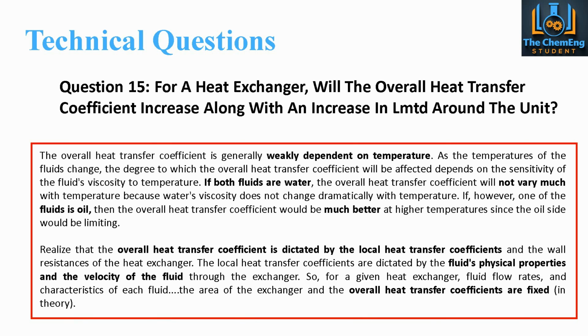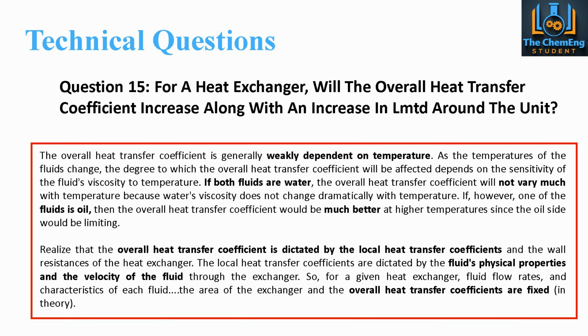However, say one of the fluids was an oil, then the overall heat transfer coefficient would be much better at higher temperatures. If the oil had, say, a greater Cp value, and a higher specific gravity value, then the higher temperatures on the oil side would become limiting. Then, what we could realise here, based on that information, is that the overall heat transfer coefficient is dictated by the local heat transfer coefficient, and that from the wall resistance of the heat exchanger.